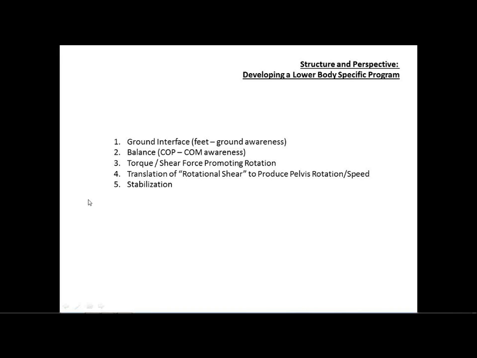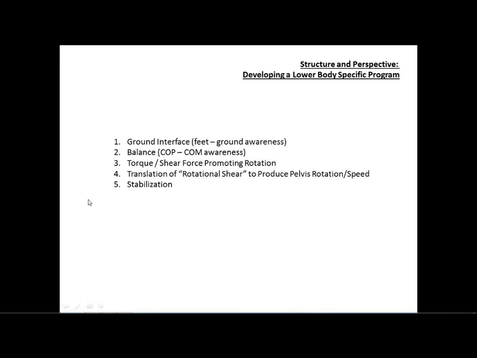As a function of that, we need to have some component in our program that is impacting balance. And balance is going to boil down to what I just described in terms of the relationship between center of pressure and center of mass. So you're using your good contact with the ground to create balance and awareness of moving and shifting center of pressure and center of mass.